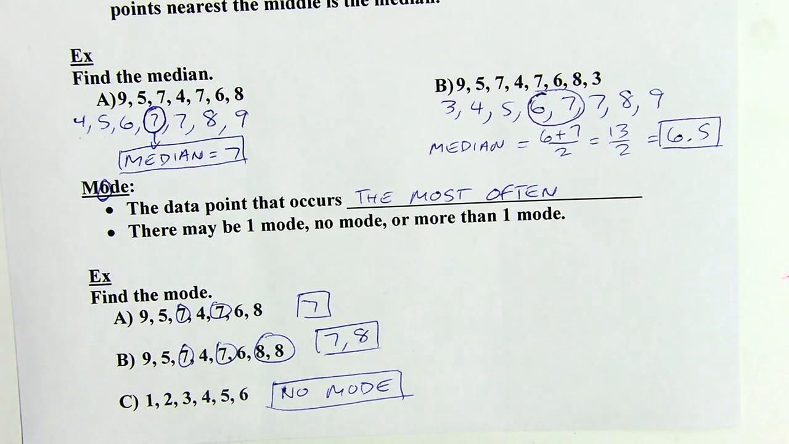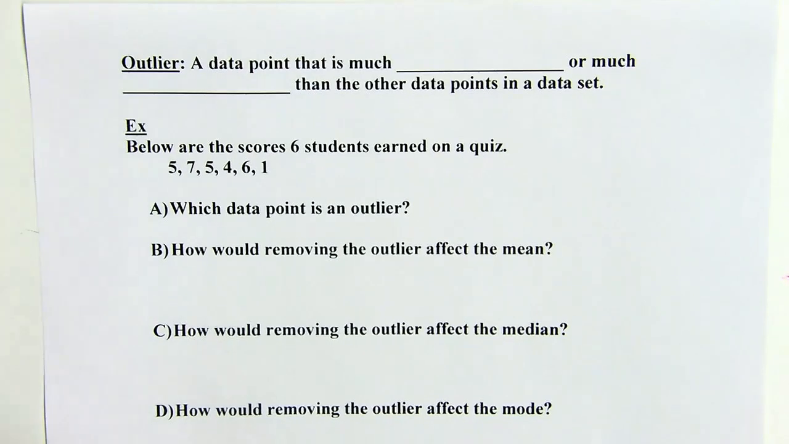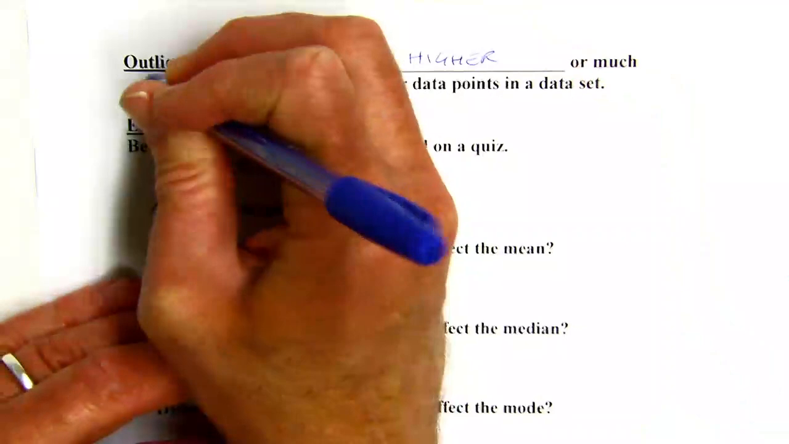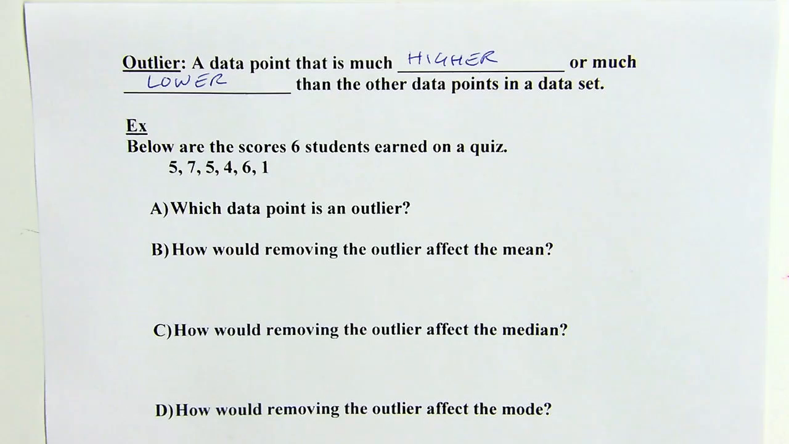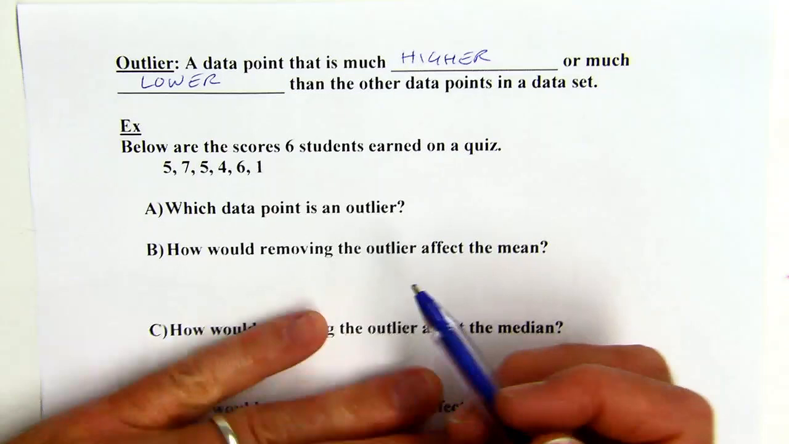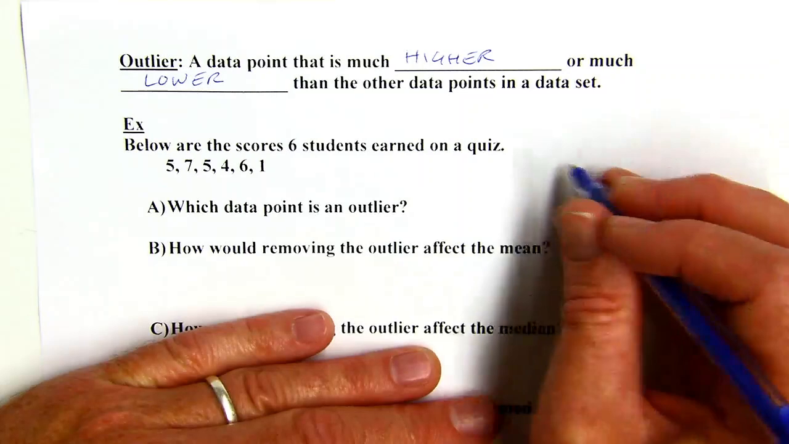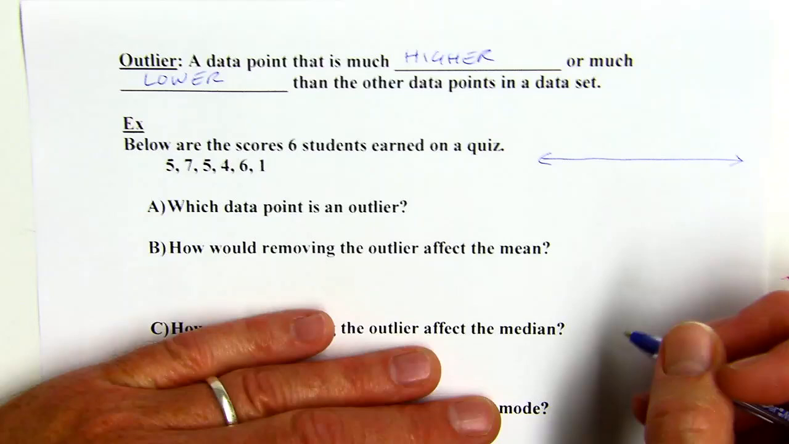Okay, let's look at what's called an outlier then. An outlier is a data point that is much higher or much lower than the other data points in a set. So we've got these 6 quiz scores, and we're going to try to decide which is the outlier. And maybe you can just look at it and figure it out. But another way to approach this is to graph them on a number line.